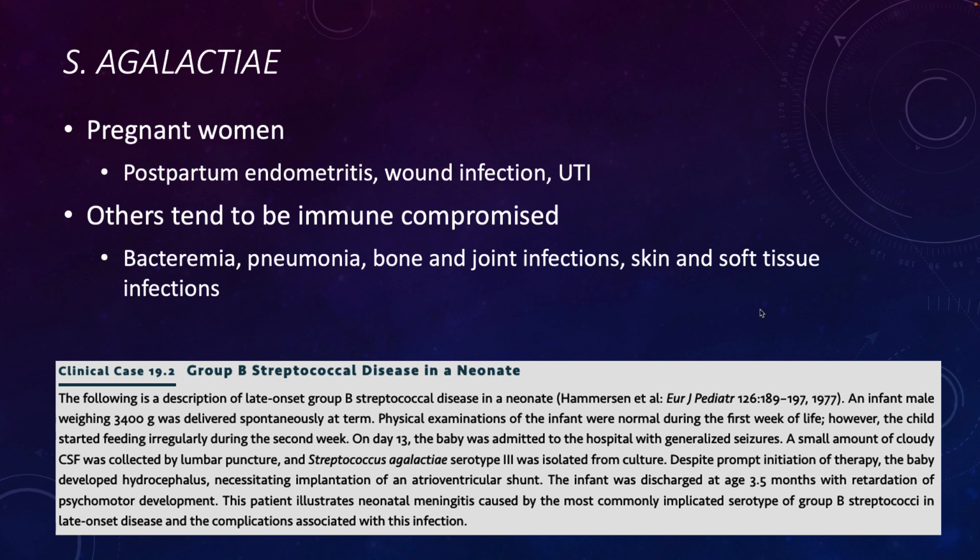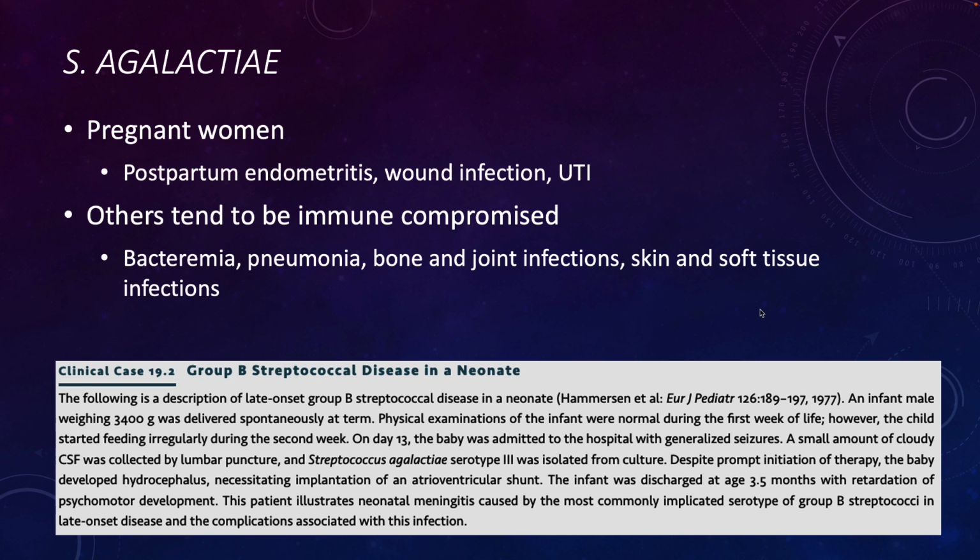Other patients who we tend to see as being infected with group B strep, again, not necessarily children, but adults, these would be most often adults who are immune compromised. You may see the bacteremia, pneumonia, bone and joint infections, and skin and soft tissue infections. For the most part, in a healthy adult, the patient is able to fight off the infection. But with an immune compromised adult, with a child, so like a neonate who's also immune compromised, and even pregnant women are technically immune compromised, it can be a rather dangerous infection.